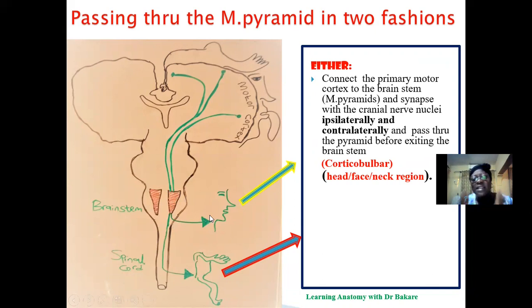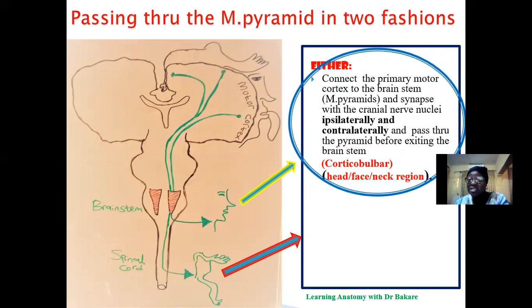That is what they innervate. So they are limited just to the head region, and that is referred to as the corticobulbar pathway because they exit around the bulb, which is the medullary pyramid. And this is where we'll be focusing on for the purpose of this lecture.